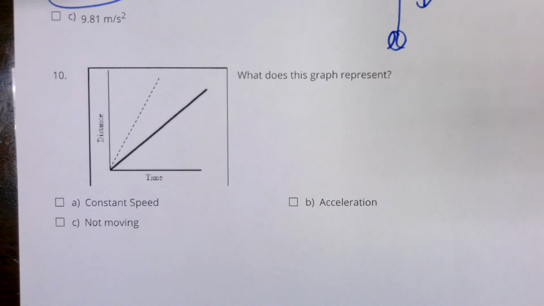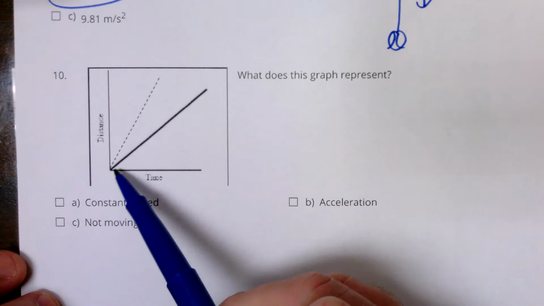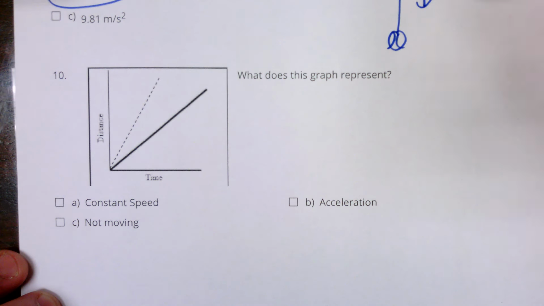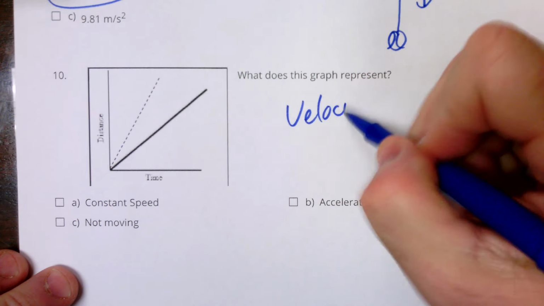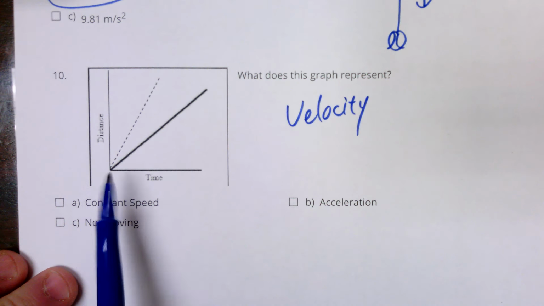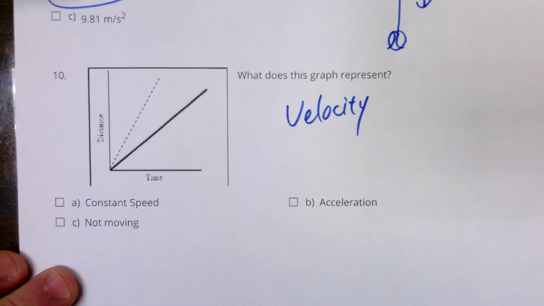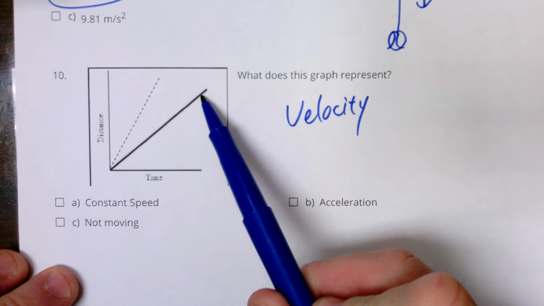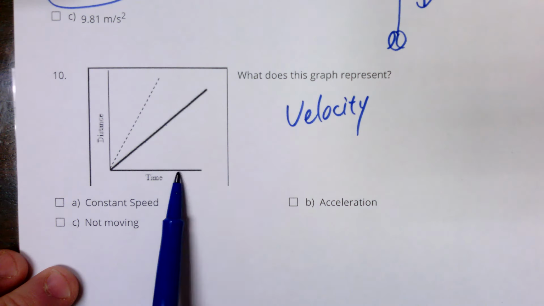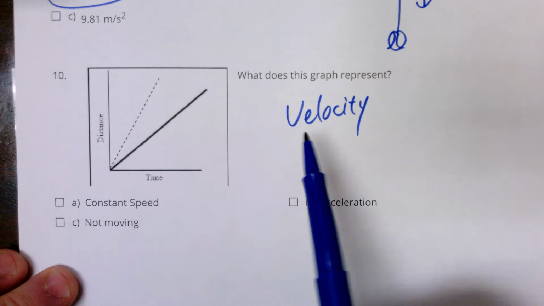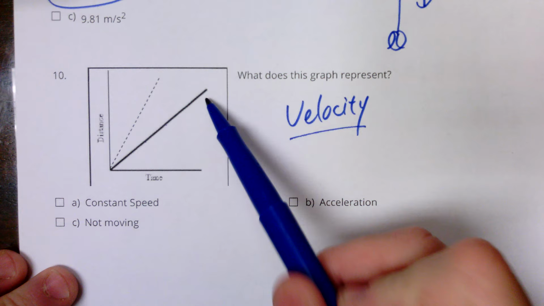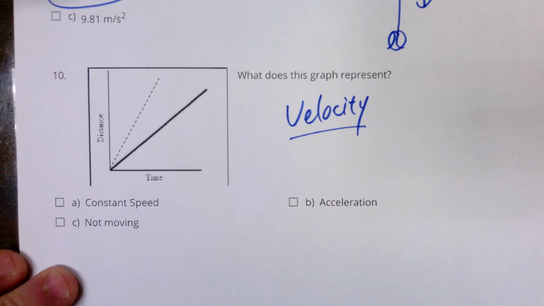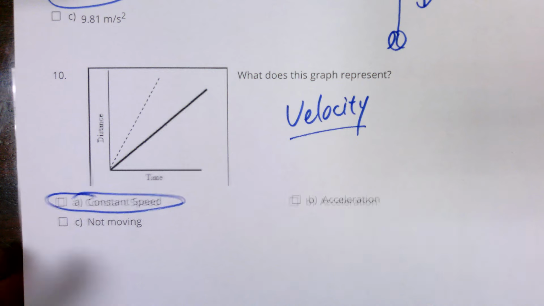Okay, so what does this graph represent? We've got time and distance, and we said previously up here that is velocity. How much is your distance changing over a certain amount of time? Well, we see that this graph is always staying the same. It doesn't change as we go on in time. The shape of the graph stays the same. So that means the velocity, which is the slope of this line, is always staying the same. Therefore, this represents something that's moving at a constant speed or a constant velocity.